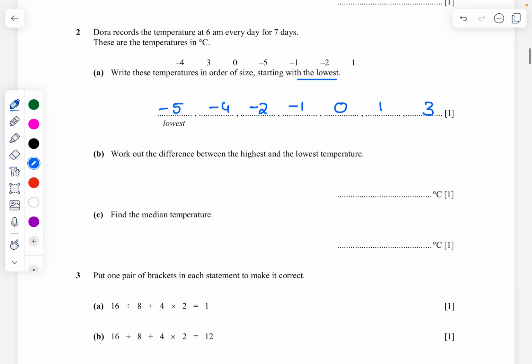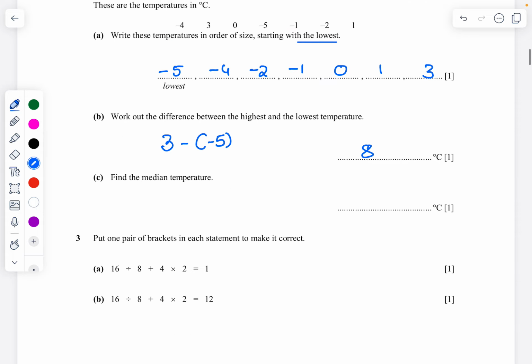Write down the difference between the highest and the lowest. So highest is 3 minus -5, which gives me 8. Write down the median. The median is going to be the middle number. So which is the middle number? -1 is going to be the middle number. So the median is -1.